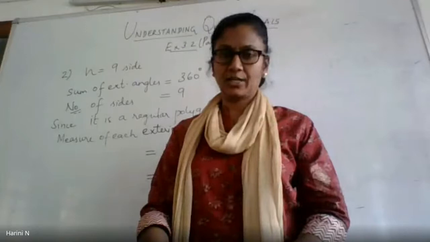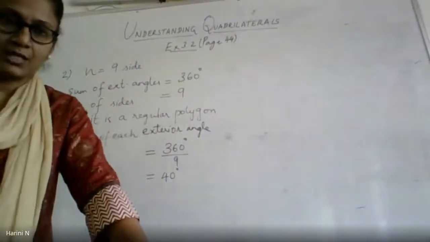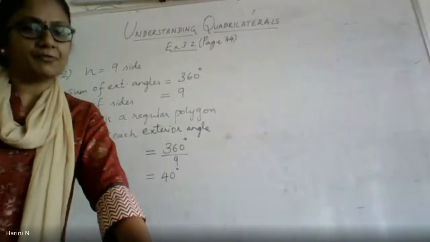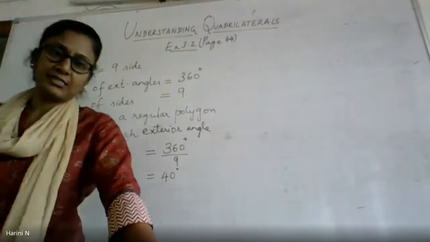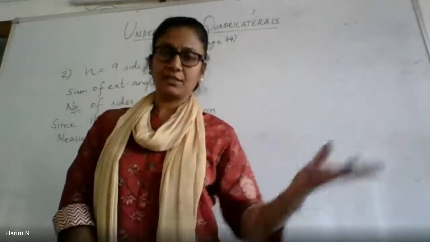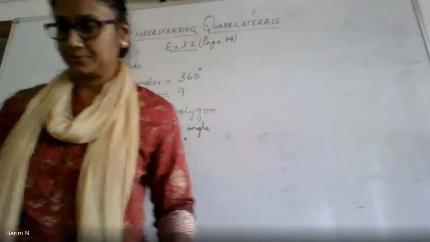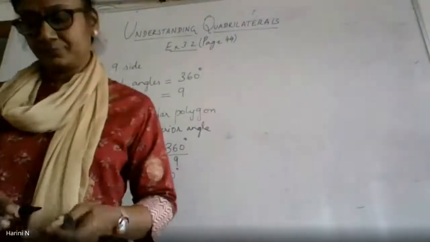Okay, this is one variety of problem. Maybe you can do it for a 15-sided polygon on your own. When the given polygon is a 15-sided regular polygon, I know the measure of each exterior angle will be equal to 360 divided by 15, which you can calculate and find out. Alright, now moving on to the next problem.